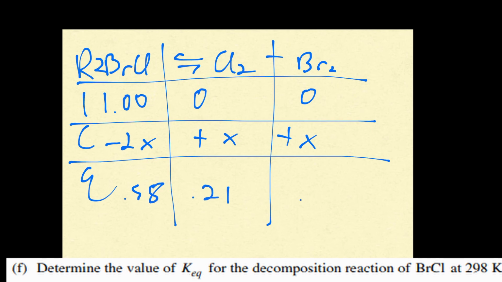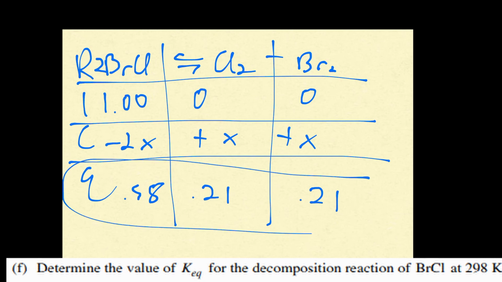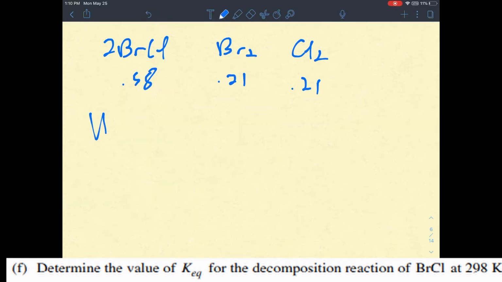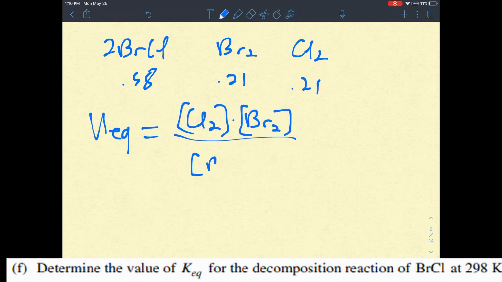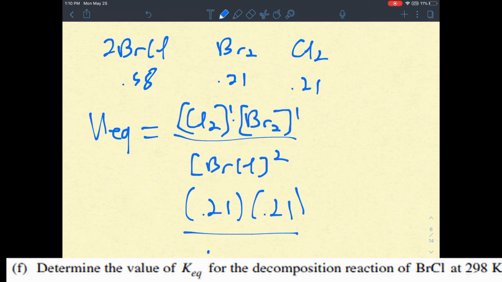or just 0.58. Now, if 42% is equal to 2x, 21% is equal to x. So by adding 0.21 to Br2 and Cl2, we get these equilibrium percentages. All that's left is to plug into our KEQ expression, which looks like this. When we put this in our calculator, we get 0.13.